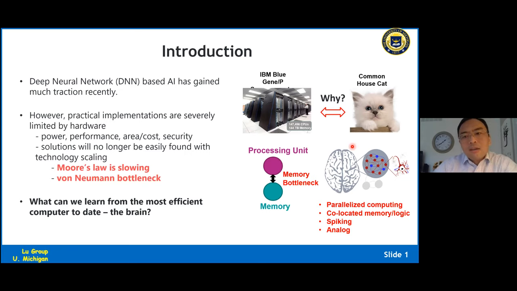For example, the most efficient computer we know is the brain of a mammal. It's very efficient because it doesn't have this problem. In a brain, the memory is co-located with logic: the same device acts both as memory and as a processor of data. It also offers very fine-grained parallelism, a very high degree of parallelism. And it processes data differently: instead of digitally, it processes data in analog fashion, and instead of continuous data, it processes data in discrete spikes. There are some arguments about whether the latter two properties are really that critical, but the first two are really important in differentiating this system from the other system.